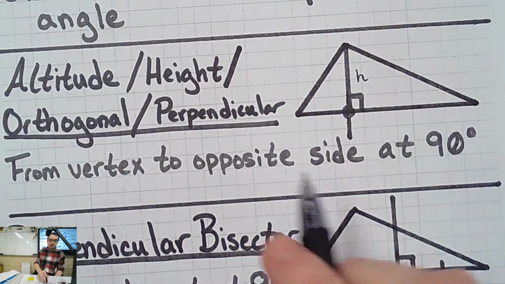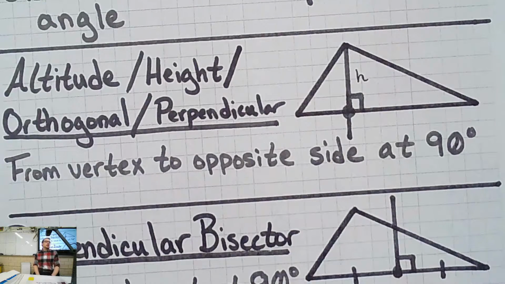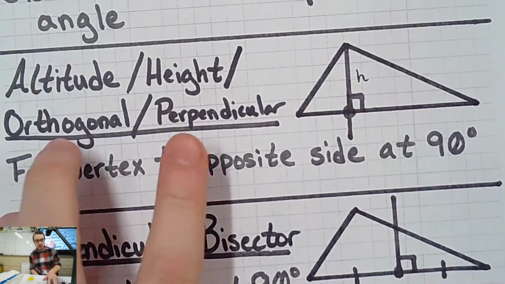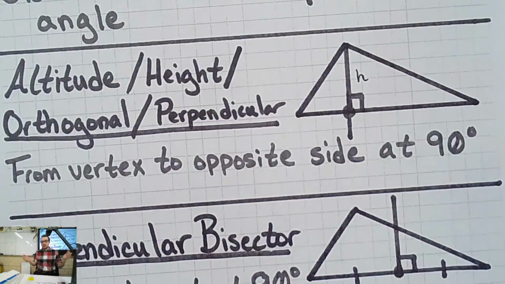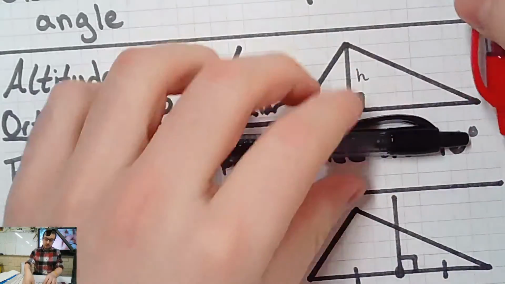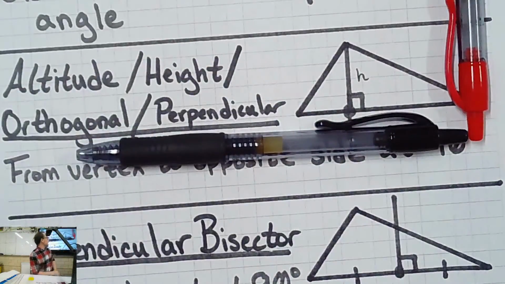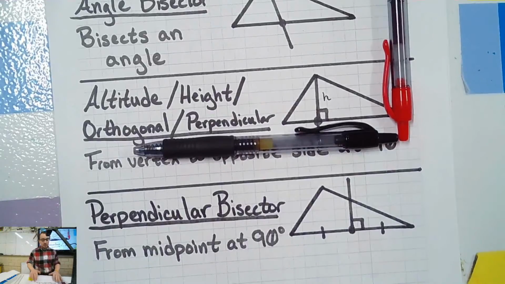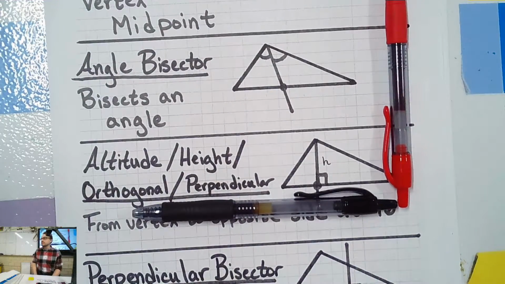We can call these perpendiculars because they are perpendicular. They hit at 90. We can call them heights because the height of the triangle is always right. And then altitude, like height of a mountain. The one that you're going to want to be most familiar with is orthogonal, which kind of sucks because it's the biggest one. Here's why orthogonal and perpendicular are different things, even though they mean the same thing. In 2 dimensions, the red pen and the black pen are perpendicular. See, they hit at 90.